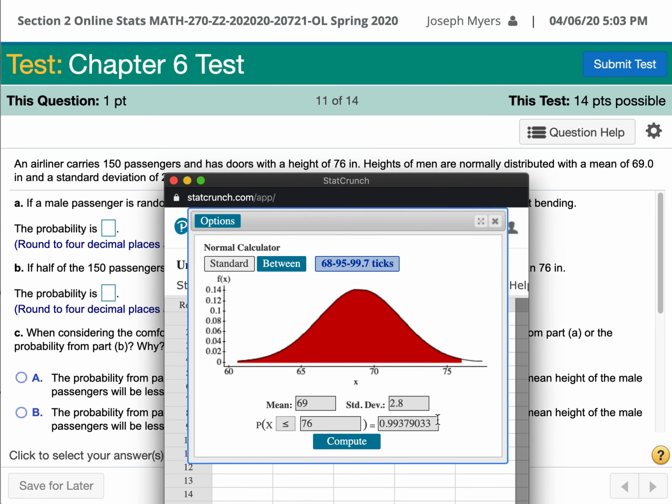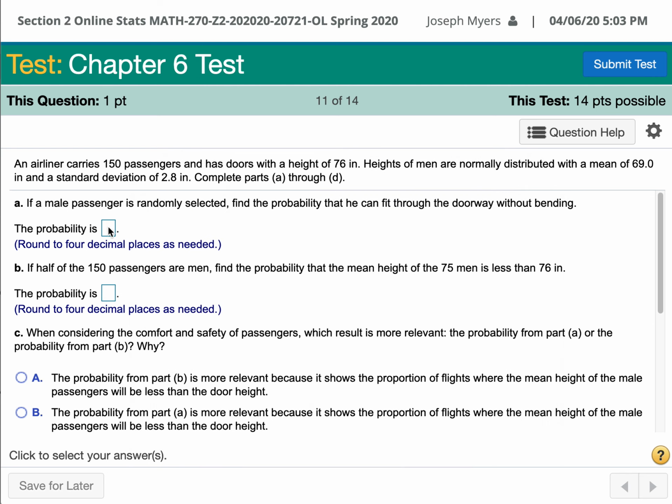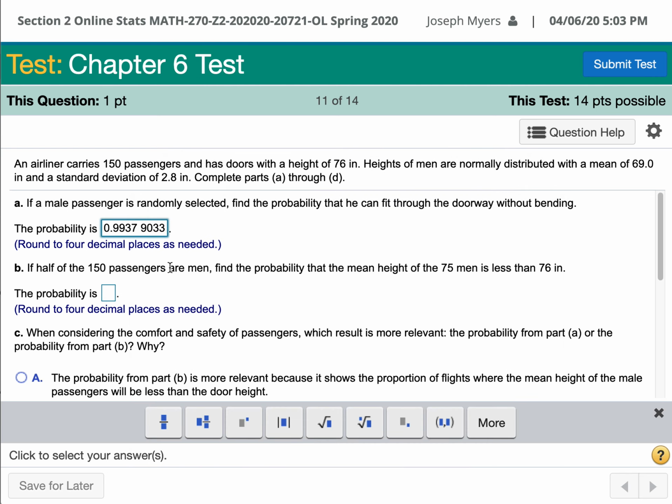The answer we get is that, and then round that off to 4 decimal places. Since the next digit is a 9, we're going to round this up to an 8.